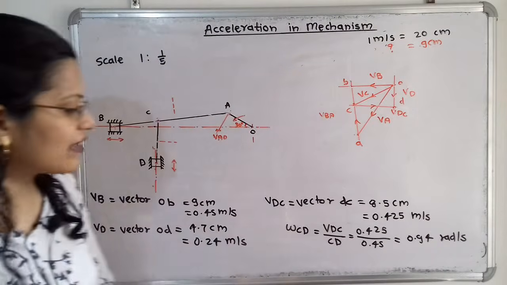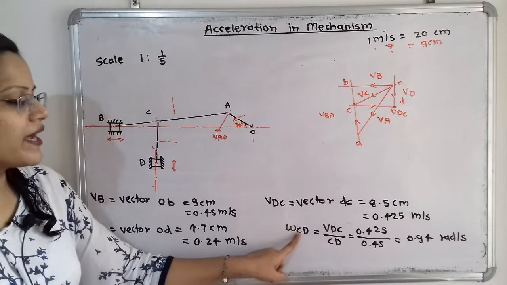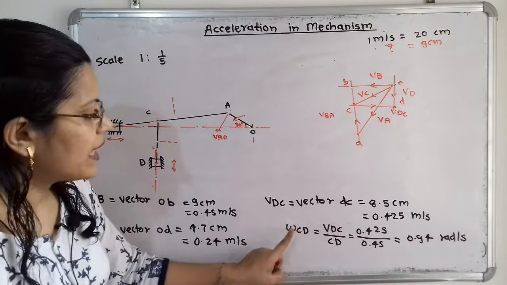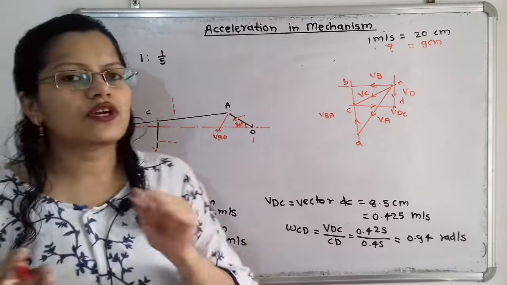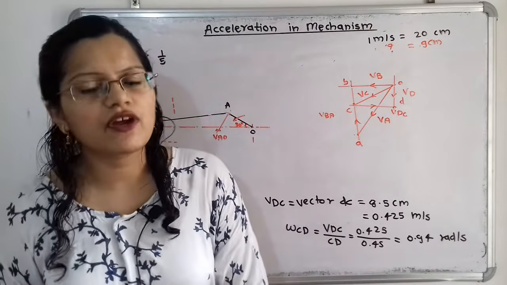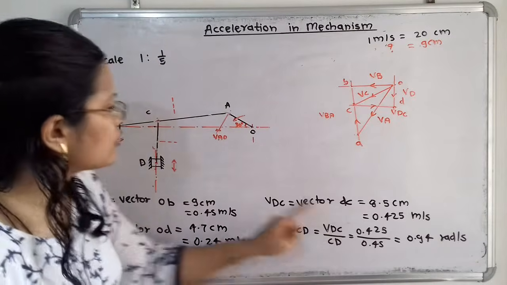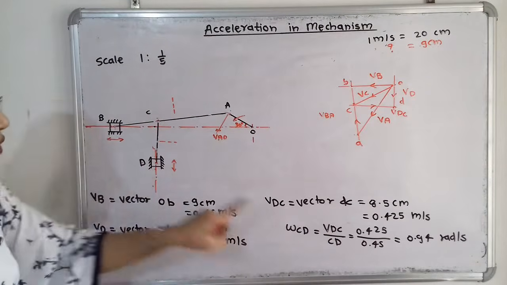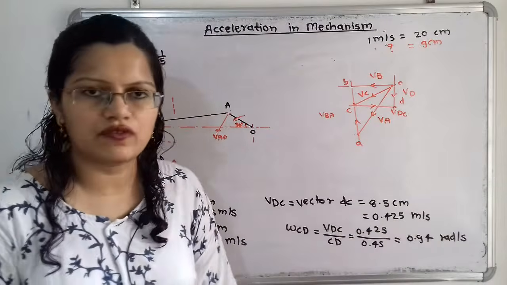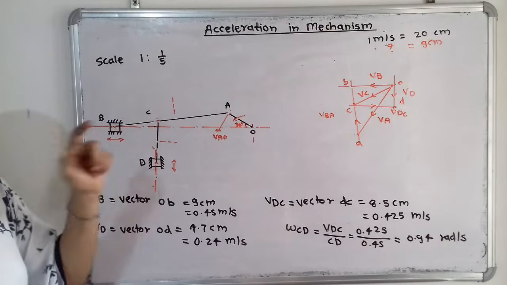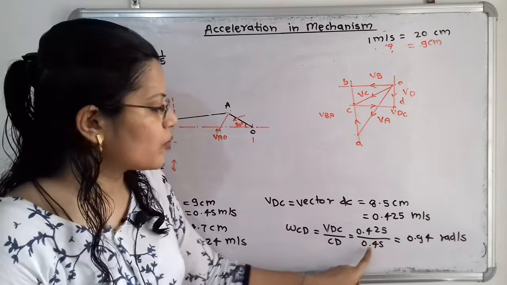Now we will calculate the angular velocity omega CD, that is the angular velocity of this link. For that, what is the formula? That is the linear velocity divided by the length of the link. So if we observe the velocity of D with respect to C, we have calculated 0.425 divided by the length of the link C to D. It is in meters we have to take, so 0.45.